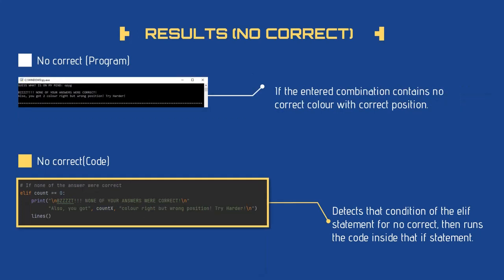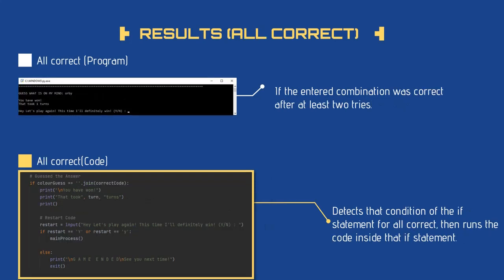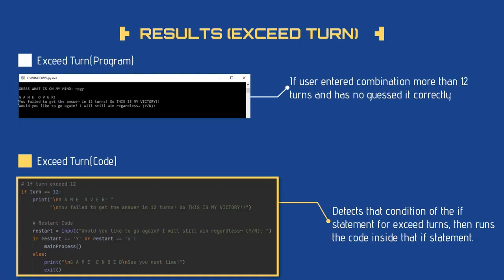Moving on is the no correct result, which only executes if the entered combination contains no correct color in the correct position. This result will only print out the countx value. Continuing on is the all correct result, which only executes if the entered combination contains all correct colors in the correct position after the first try. This result will also print out the turn that the user guessed the answer. Finally, it's the exit turn result, which only executes if the user entered combinations for more than 12 turns, which will result in the user losing the game.